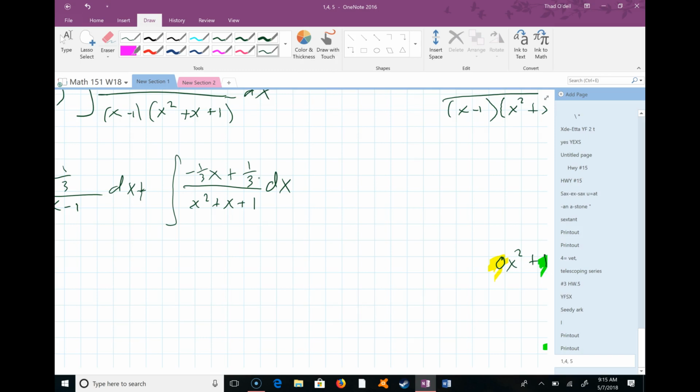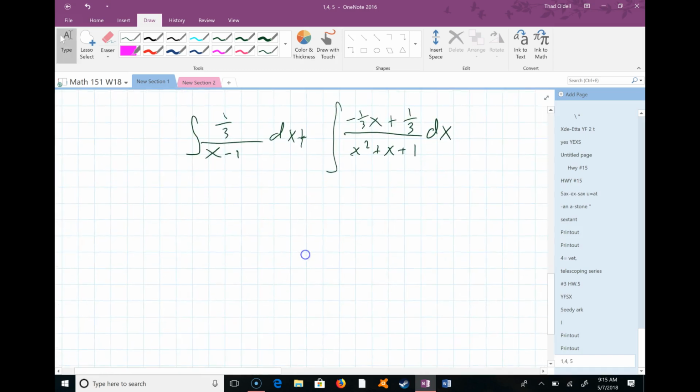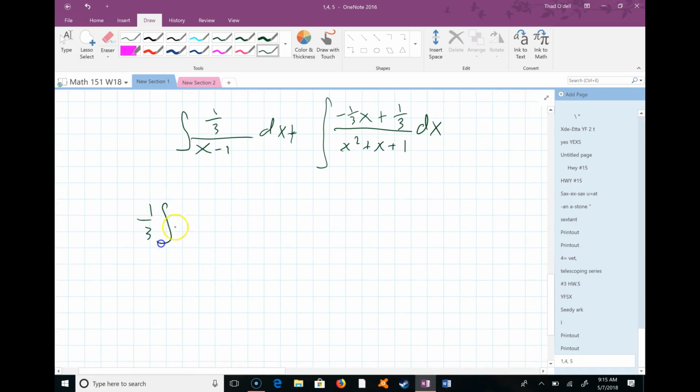Yeah, so if we were to pull the 1/3 out of the first integral, it would just be 1 on the top of that. Yep, exactly. So we did 1/3 integral of 1 over x minus 1 dx plus or minus 1/3 integral x minus 1 over x squared plus x plus 1 dx. Yeah? I'll just make sure everyone's caught up. You all good at this point? Any questions or comments?